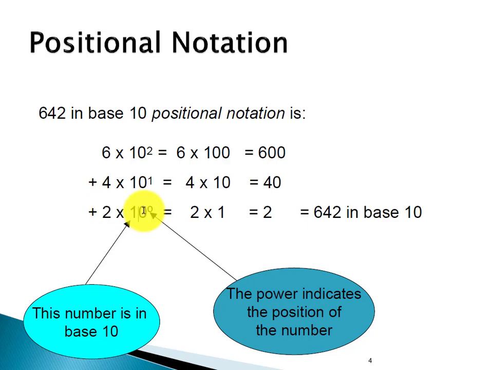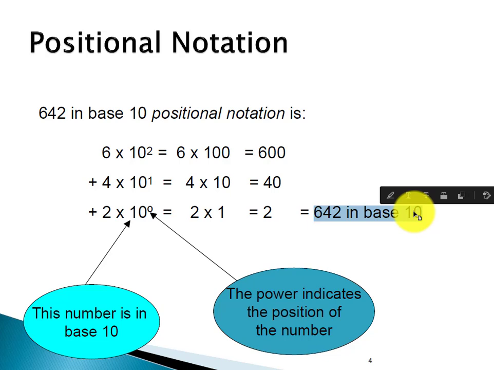Right? 0 in this case will make this 1. Okay, so that's 2 multiplied by 1, which is 2. And this number is then, if you're counting in tens, then this would be the number. It's the number itself, represented as a number in base 10. So this is what we mean when we say this number is in base 10.